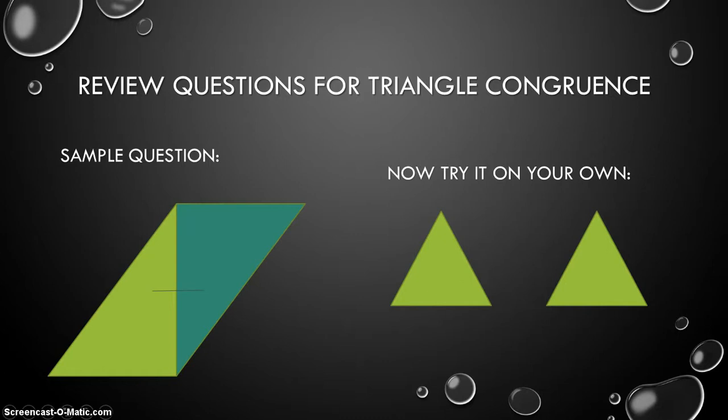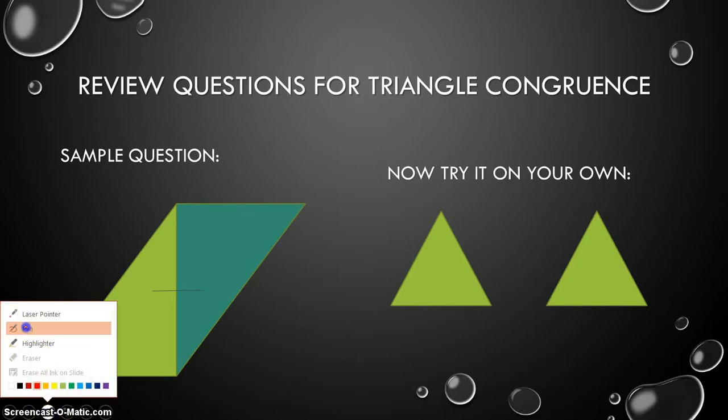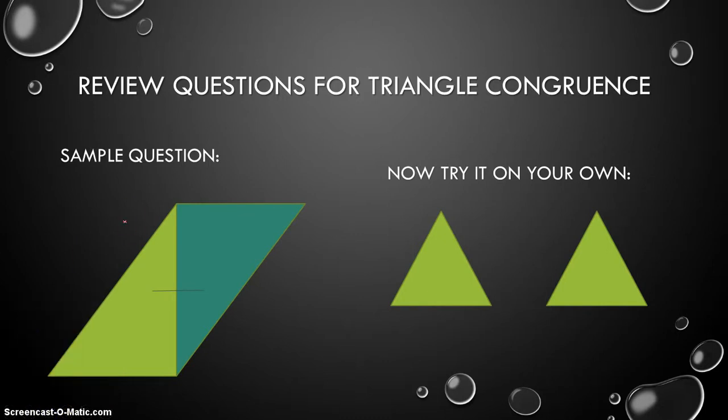Here are some review questions for triangle congruence. Alright, so for the first one, you can see there's a line right there. That means those lines are congruent, and this angle is congruent to this angle. They're both 90 degrees. And then this angle right here is congruent to this angle right here. So that one would be side, angle, side.